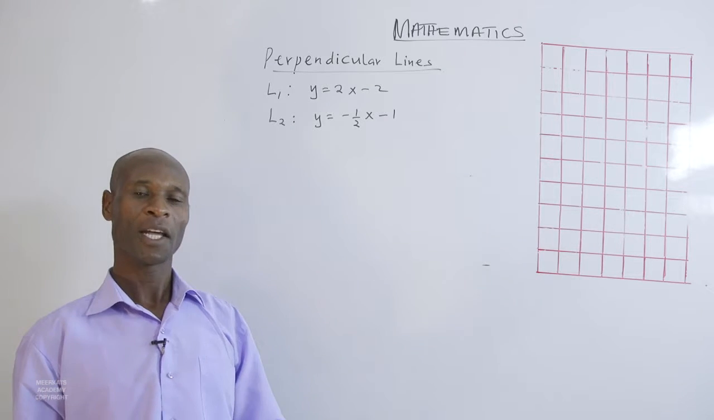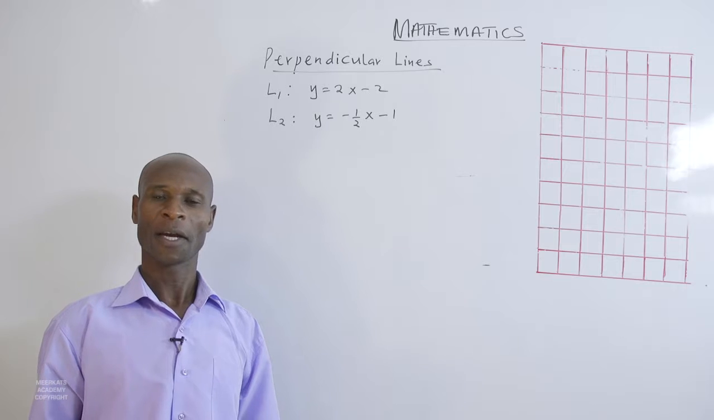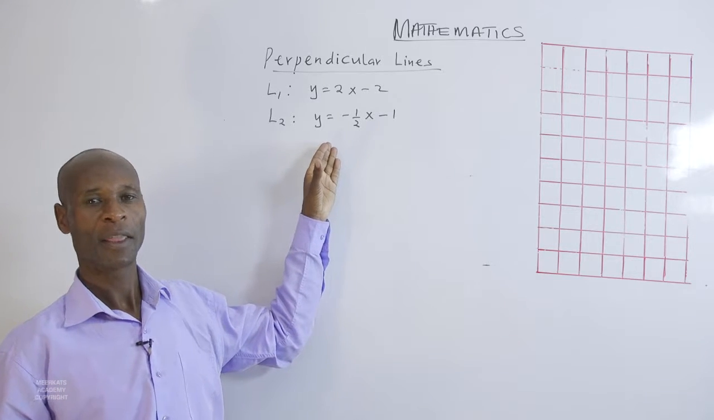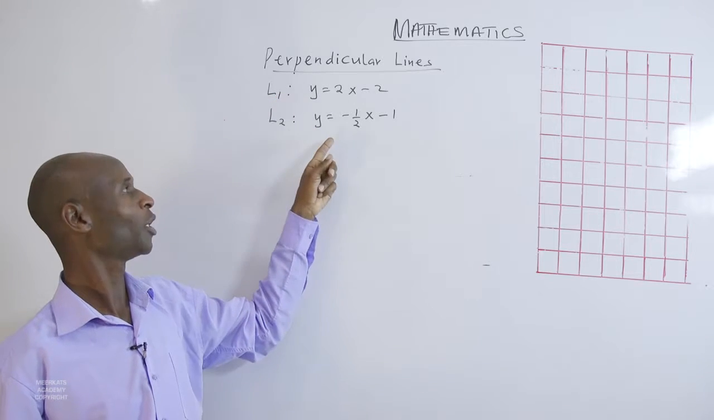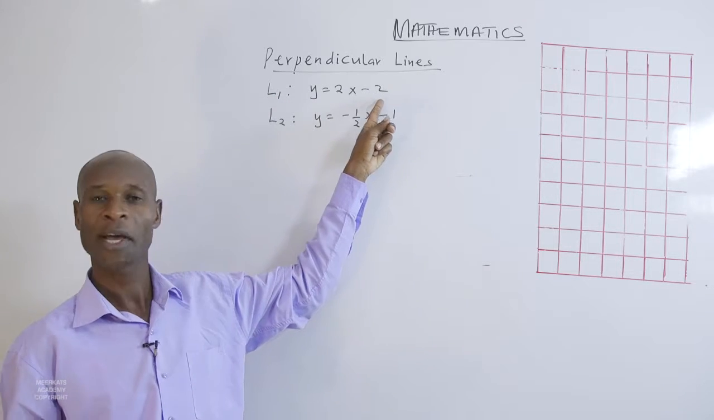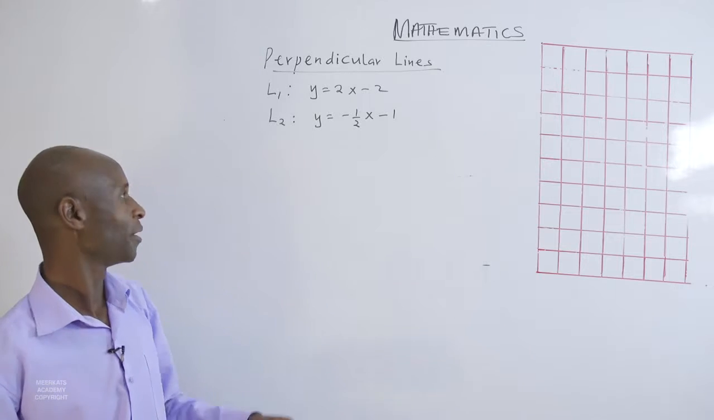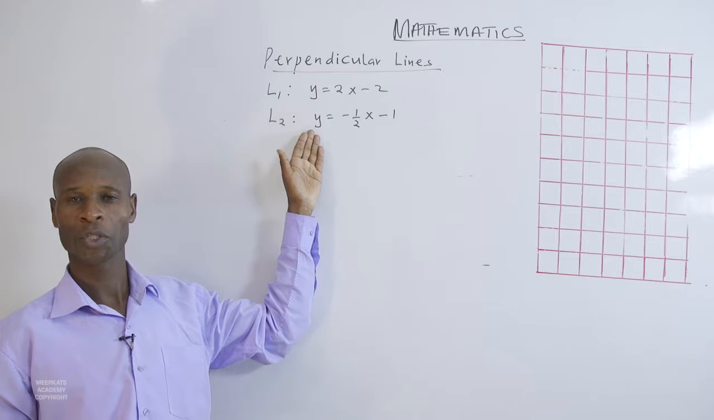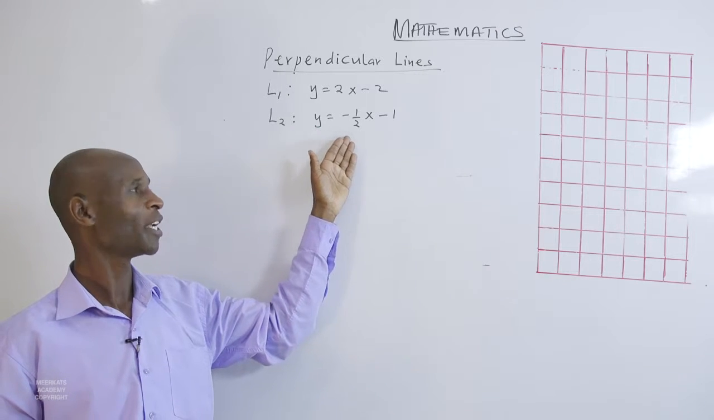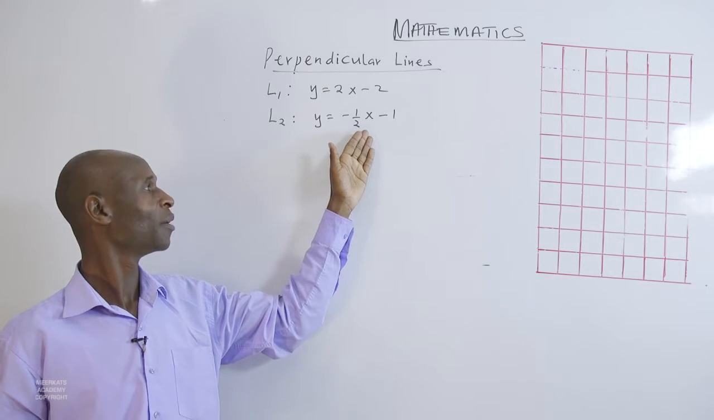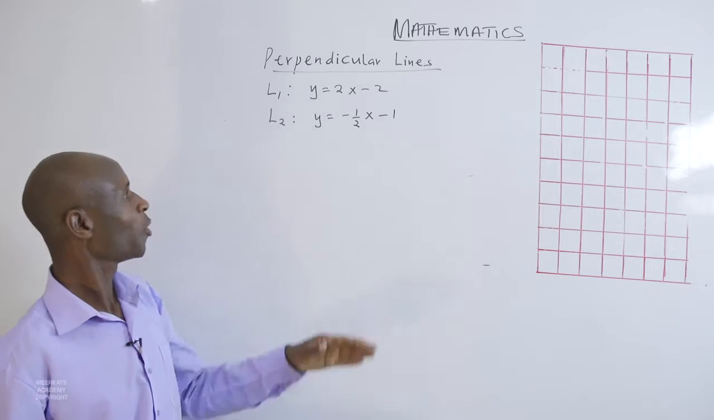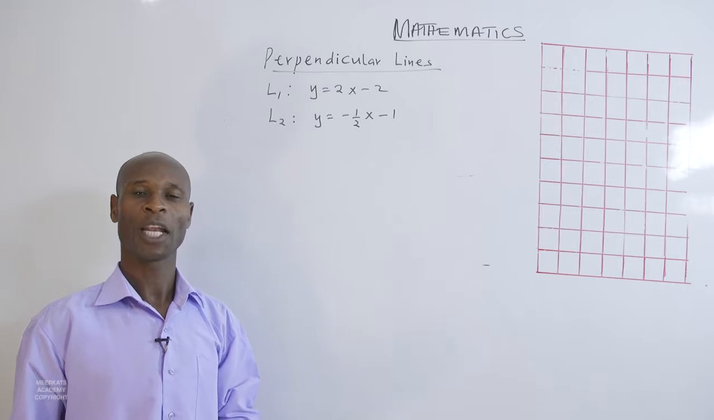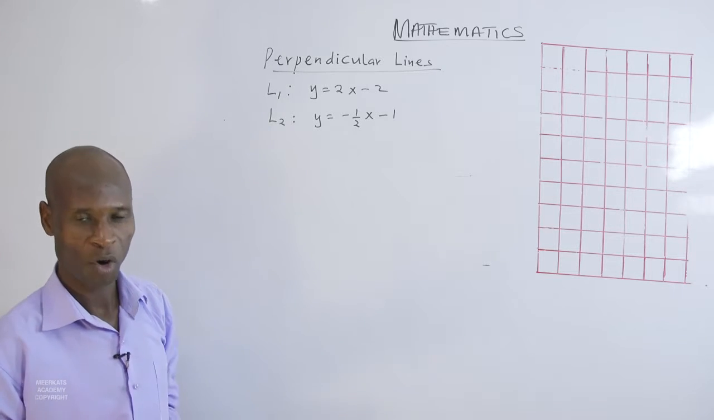To establish the relationship between the gradients of perpendicular lines, we shall consider two lines. That is line 1, whose equation is y = 2x - 2, and line 2, represented as L2, whose equation is y = -1/2 x - 1. We wish to plot line 1, and for us to plot line 1, we require a table of values.